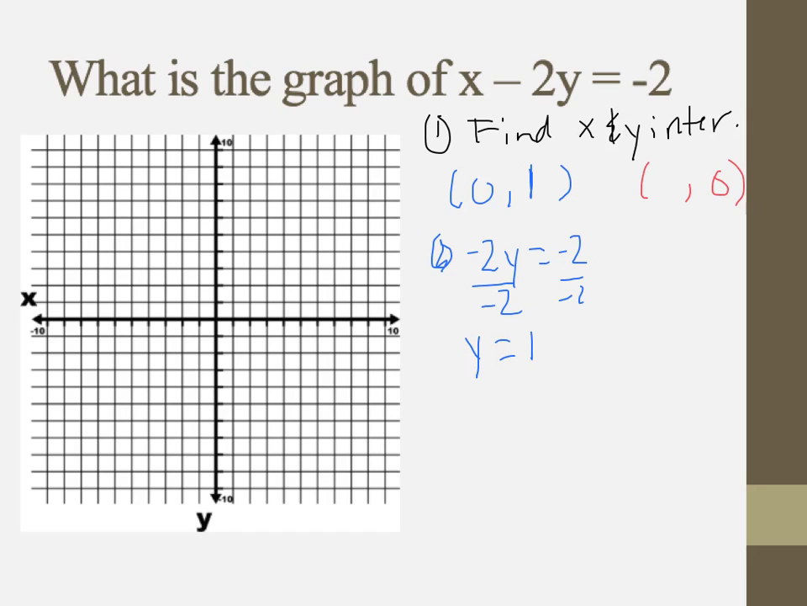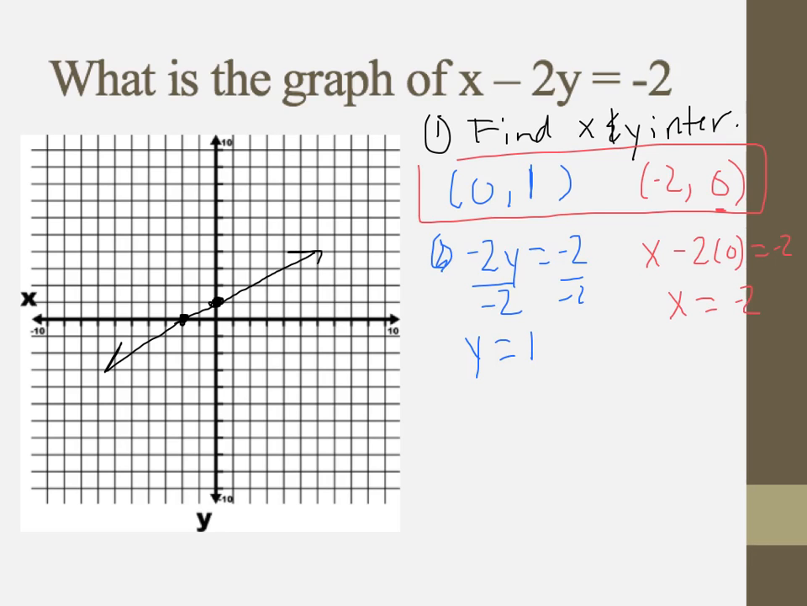Then I also solve the equation for when y is equal to 0. So I'm going to have x minus 2 times 0 is equal to negative 2. This cancels out, so x is just equal to negative 2, so I plug that in. So now I have my 2 points. Once you have your 2 points, then you actually graph them. So 0, and then go over to a positive 1, because that's my y-intercept. And I have negative 2, 0, that's my x-intercept. And I draw my line. And that is how you graph using standard form.